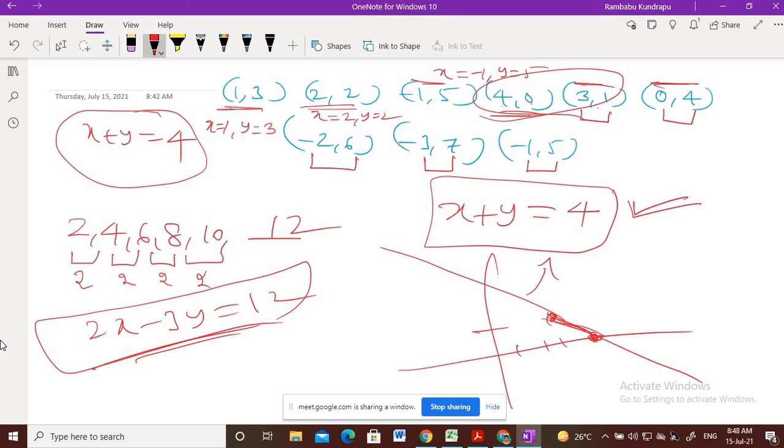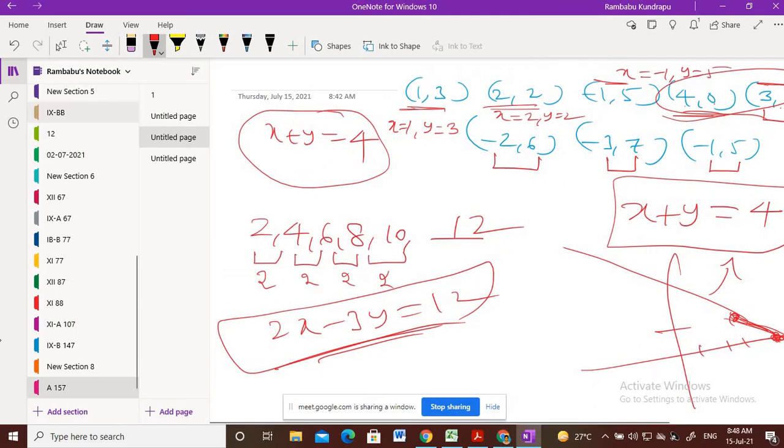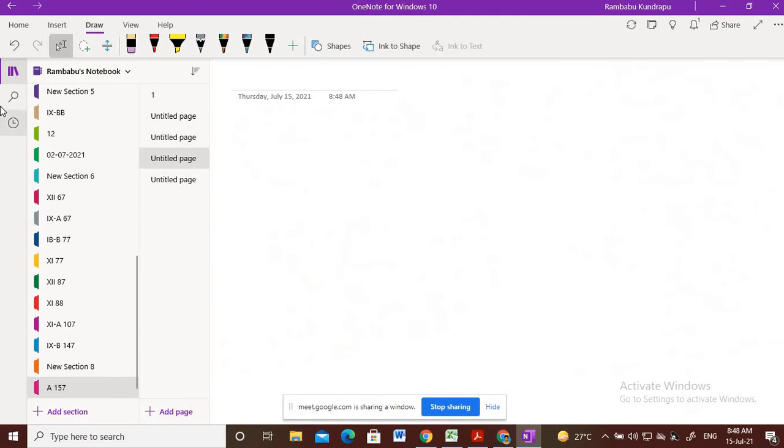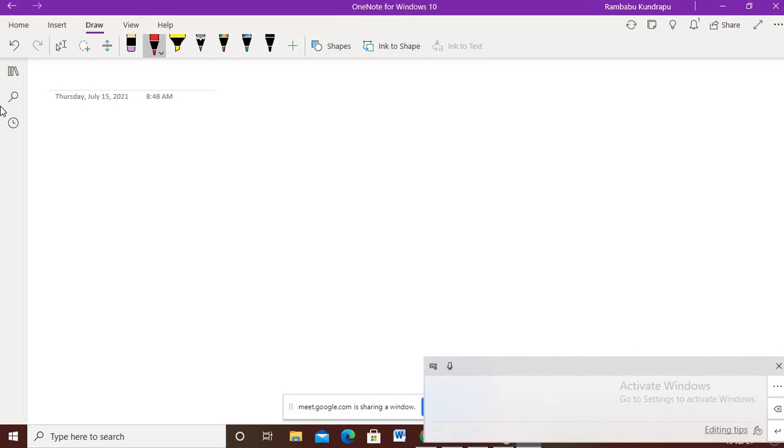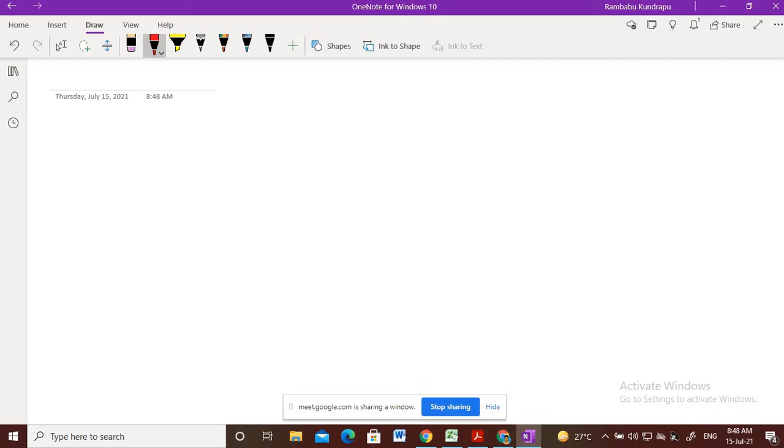For any linear equation in 2 variables, this is the process. Find any two solutions, but take different solutions, don't take the same solution. Represent the two solutions on the Cartesian plane, join the points, then you will get the graph. Sir, after joining, do we have to extend the line? You have to extend, because a linear equation in 2 variables represents a line, not a line segment. So you have to extend.